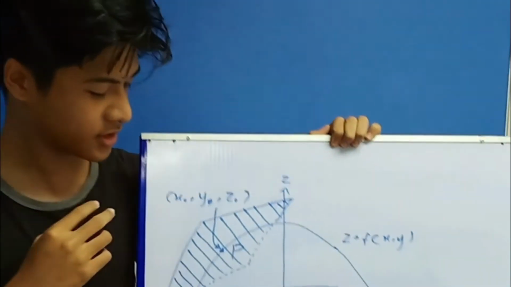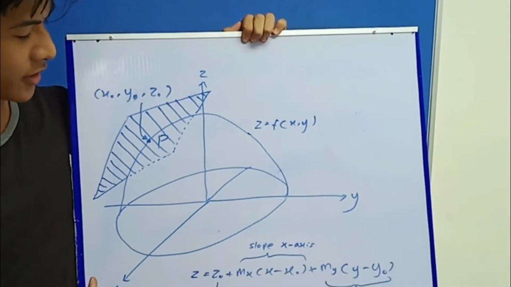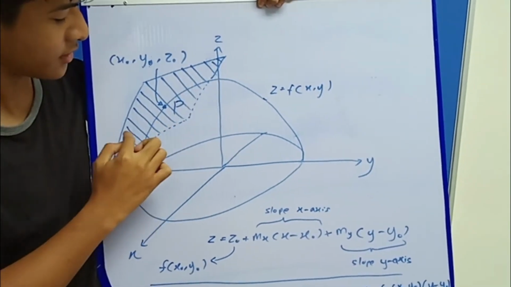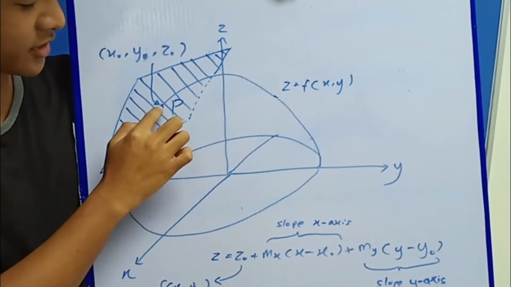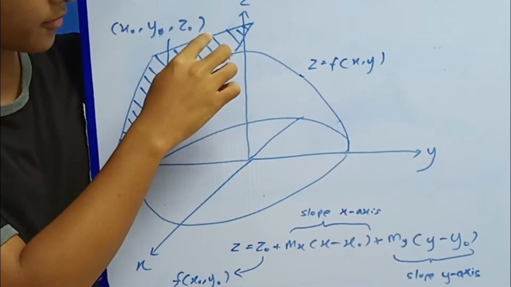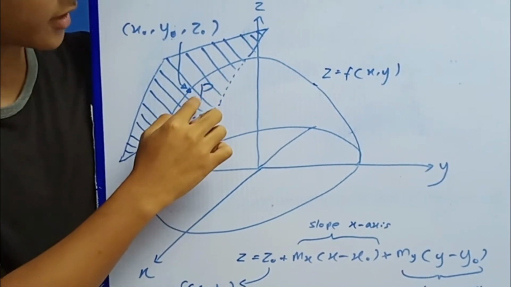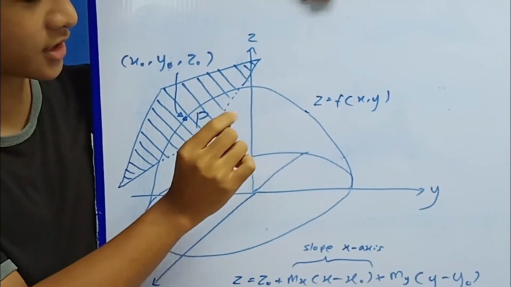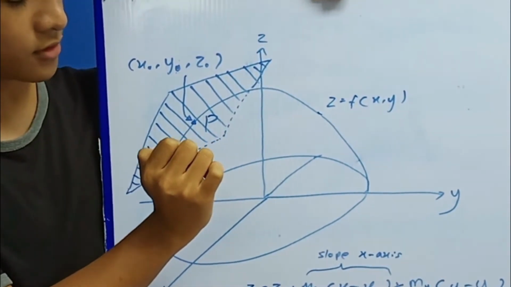Graphically, the tangent plane matches the slant of the surface at the point. Now I will explain more. We can look at this graph. What I drew is the curve and this is the tangent plane. The plane meets the curve at point P, which is x naught, y naught, z naught, for the curve z equals f(x, y).